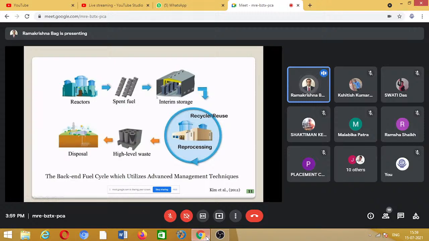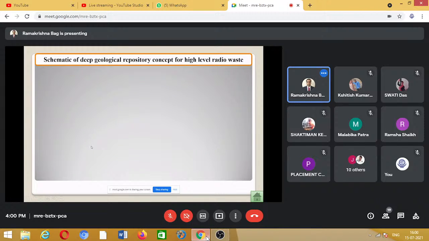So this is the overall management facility: reactors, spent fuel, the interim storage where you cool it down, then again reprocessing, and this is the high level waste which is brought down to the disposal place. This is the Deep Geological Repository. This is the scheme of the Deep Geological Repository concept, or DGR, which I talked about, and this is where the challenge is, and this is what I am going to talk about more.